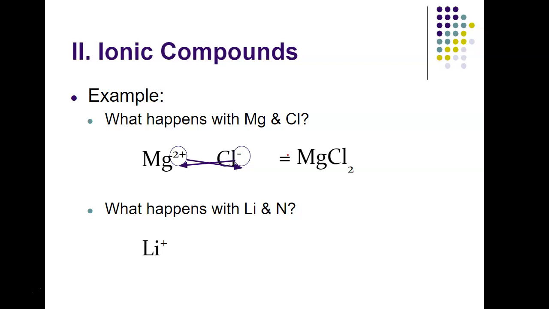Next, we have lithium. It's a +1 charge. Nitrogen is a -3 charge. I'm going to circle each of my charges. I'm going to flip them. So hopefully you can look at this and say, all right, that 1 from lithium is going to go to the nitrogen. The 3 from nitrogen is going to go to that lithium. And I make Li3N, or lithium nitride.